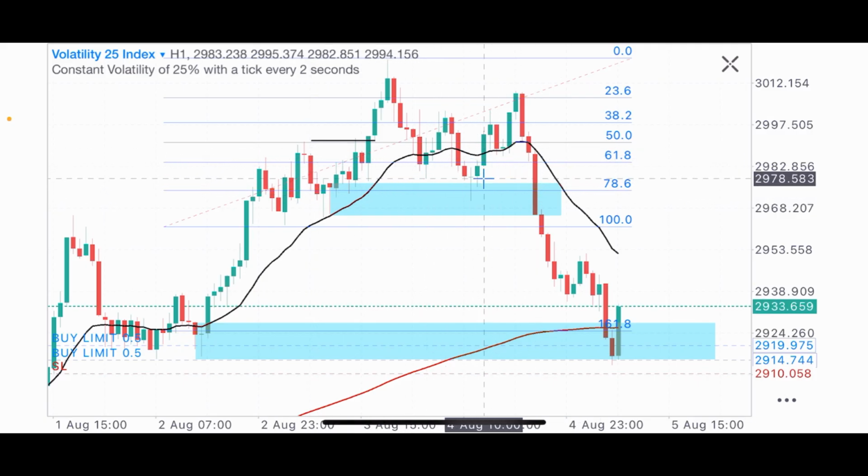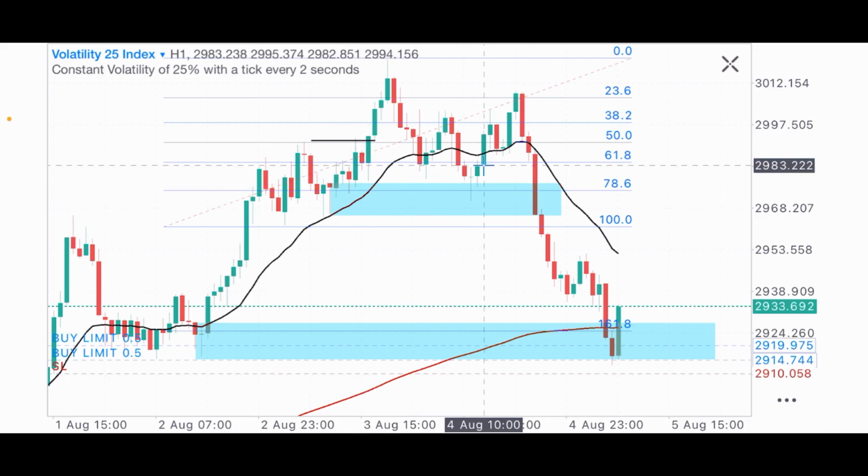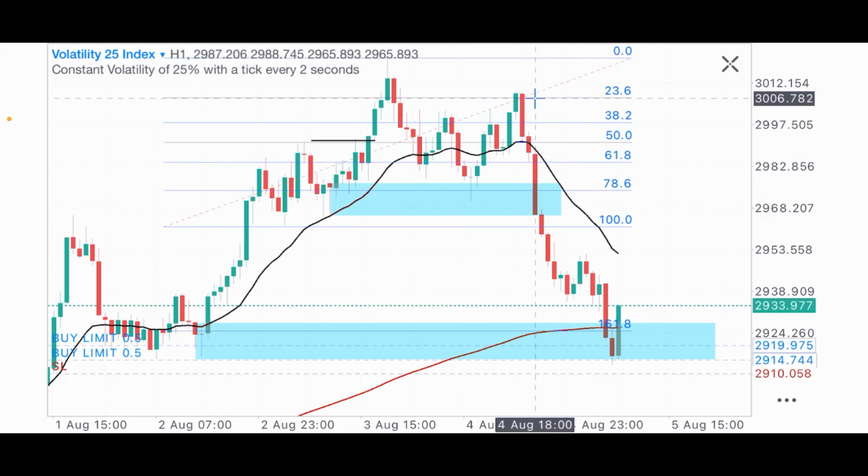So that's why I set my pending order, my buy limit, at this zone, at level 78.6. Or you keep on practicing, you learn how to fine-tune your entry and make it more perfect. So confirmation was 61.8 and 78.6, and the zone was around here. Forget the one below the 78.6. I put my buy limit on level 78.6, my stop loss was below the zone, and my TP was level 23.6.